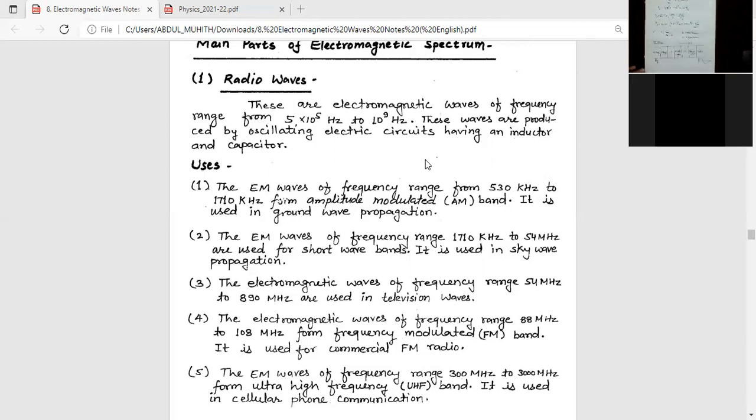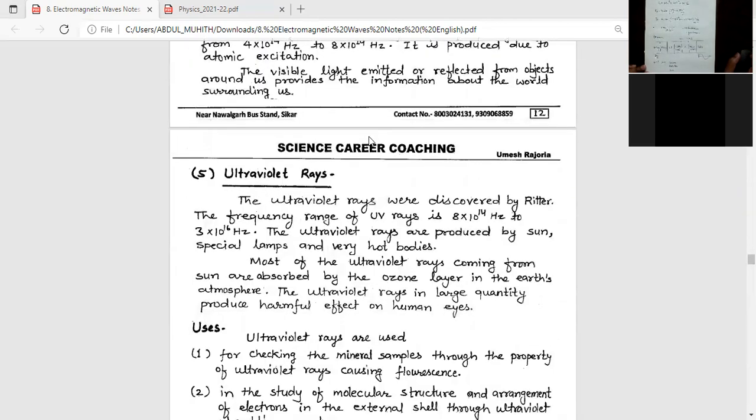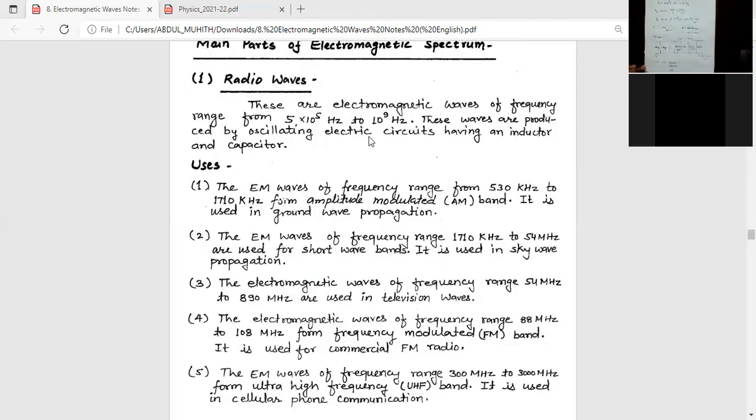So we will start with the radio waves. What are the parameters we are going to discuss? We will discuss the frequency, the wavelength, and the source, that is, how we produce the electromagnetic waves of that particular wave. Then detectors, and after that the uses. Source, then detector, then uses. If there is any hazard from this also, that we are going to discuss.